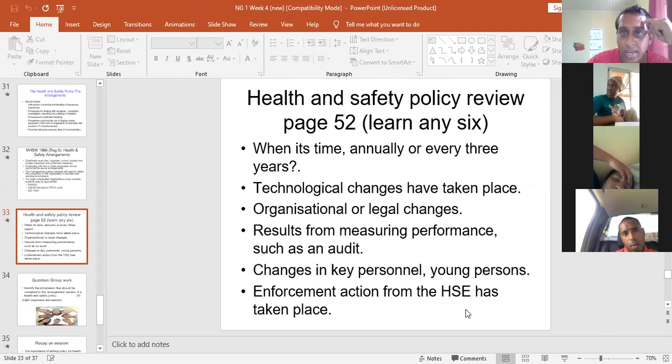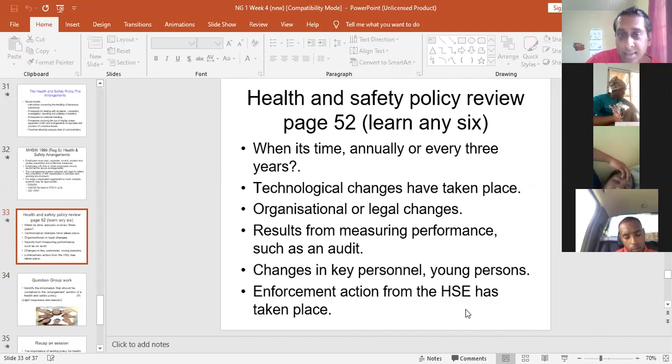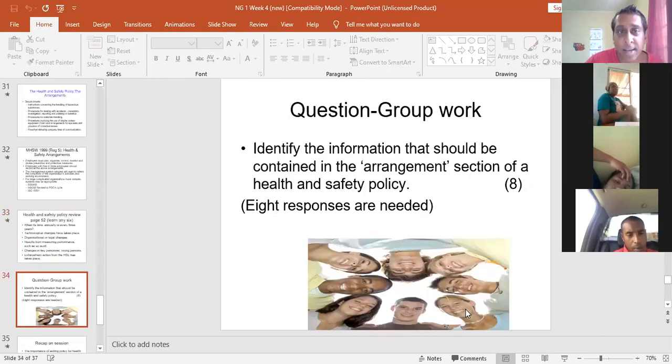If you go back, I'm not going back to the chart, but you would have seen maybe accidents to 0, right? They said they wanted accidents to 0, but they had like 20 accidents for the year, right? Change in key personnel, another reason to review. Another reason to review is if you have enforcement action from the HSE, which is the Health and Safety Executive, right? Like if the company would have gotten a fine, or one of those notices, the improvement or the prohibition notice, right? So believe it or not, that is the end of it, right? That is the end of element 2.